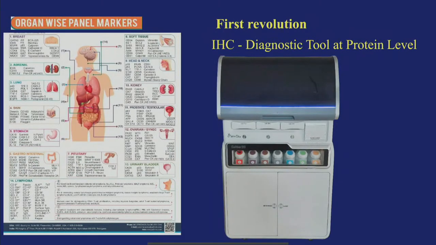Now, for IHC, we have a panel of markers which can range to more than 200 markers. But do these markers help us to come to a diagnosis? No. Ultimately, it's the pathologist who has to decide what markers to keep. And by using these IHCs, we can try to define what the primary organ is.